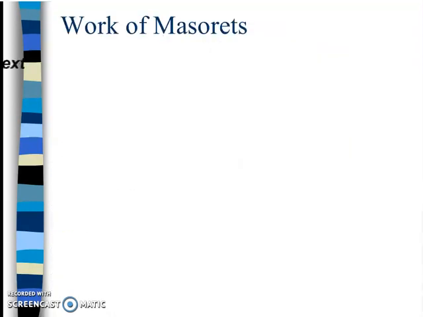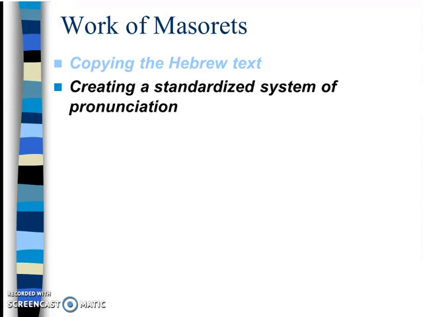The work of the Masorets. Among the things that the Masorets did was that they copied the Hebrew text. They were the scribes that produced new copies. You didn't have printing presses, so you had to do it by hand, and the Masorets did that. They created a standardized system of pronunciation.